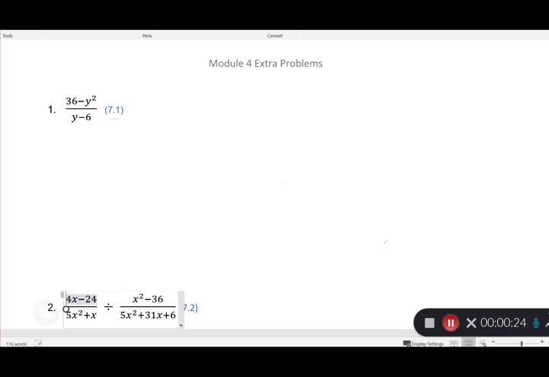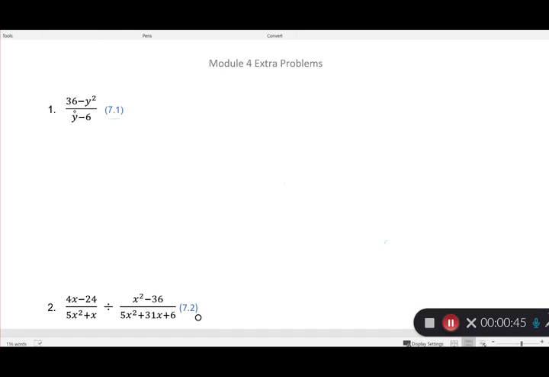So the way you want to start out with this is factoring. You want to look at both the numerator and the denominator and see, can any of these factor? That should be your first step when you're trying to simplify a rational expression. So the denominator does not factor, right? It's just equal to y minus 6.